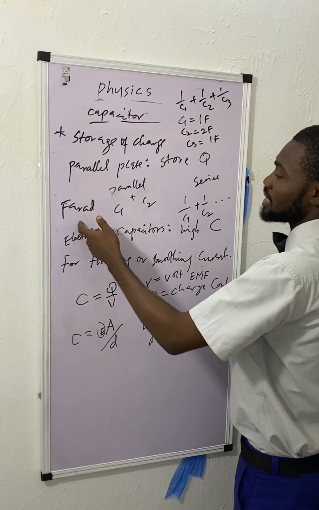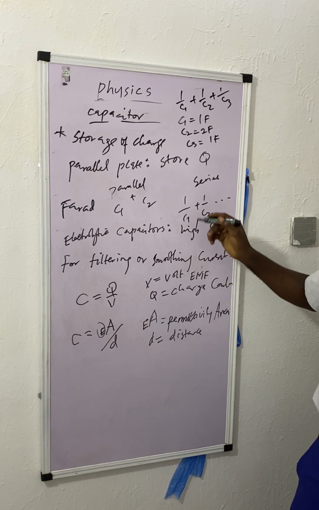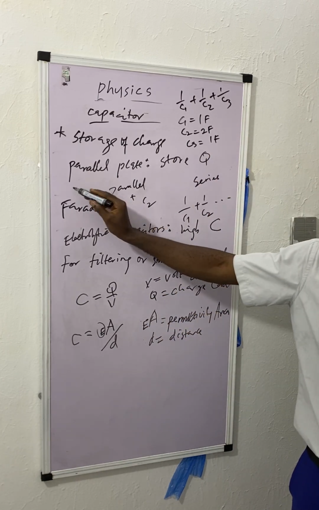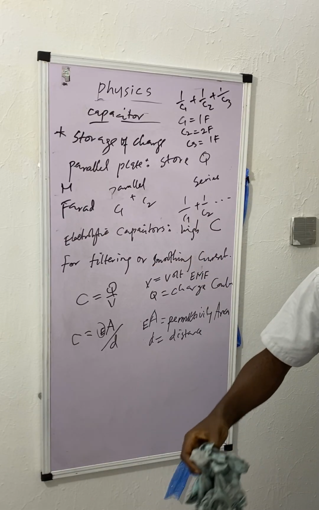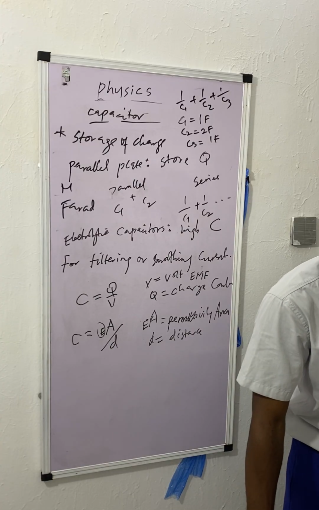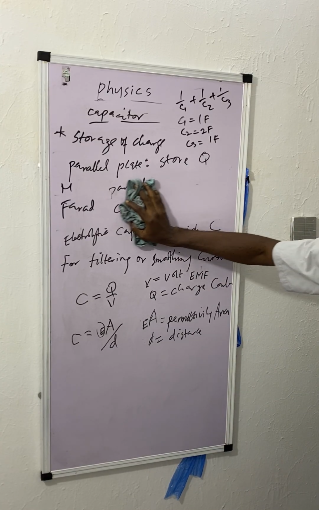Before I forget, we have other smaller units like microfarad. We have the bigger units like megafarad. All right, so now we have smaller units too, like microfarad. This is the capacitance of a capacitor, either Q over V or A over D.